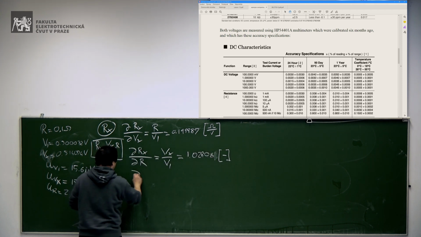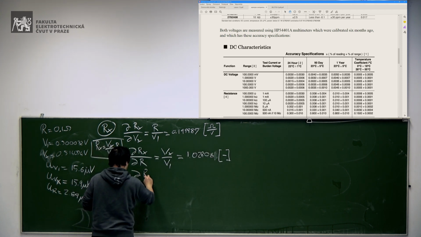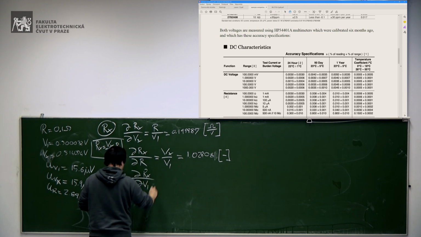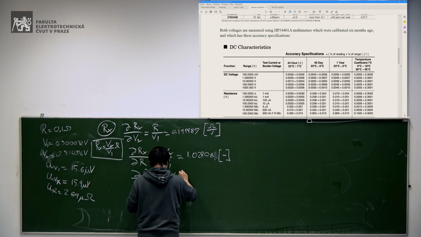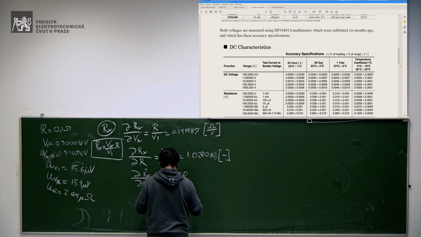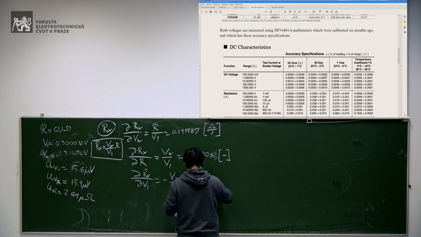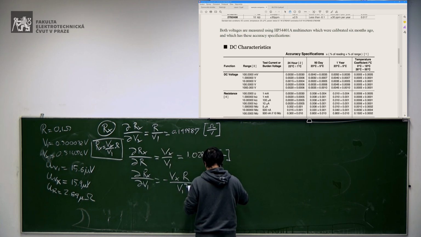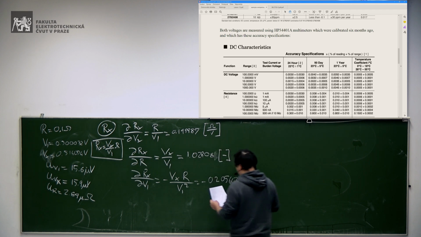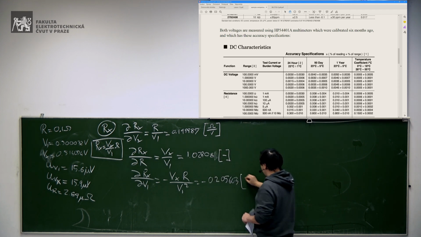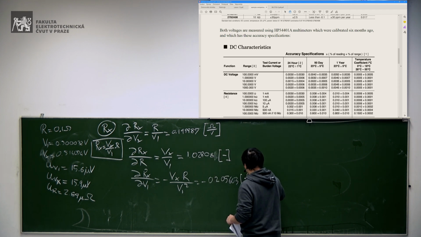And this is unitless because you have volts over volts. And then you have the derivative of Rx with respect to V1, and it's negative Vx times R divided by V1 squared, and you get negative 0.20563, and the unit here is ohms divided by volts, okay?